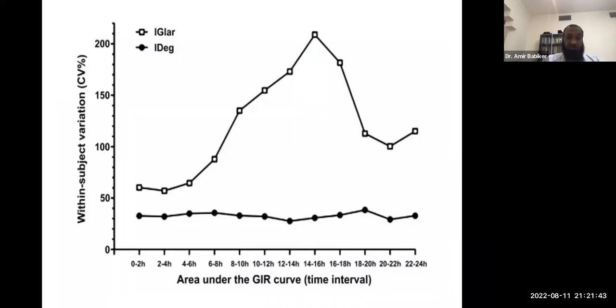So this is a head-to-head study of degludec and Lantus, and as you can see, the interpersonal and intrapersonal variations in Lantus are huge compared to degludec, which is more steady, so there is less risk of hypoglycemia. And this is called the area under the curve. So it's much better with degludec compared to glargine.